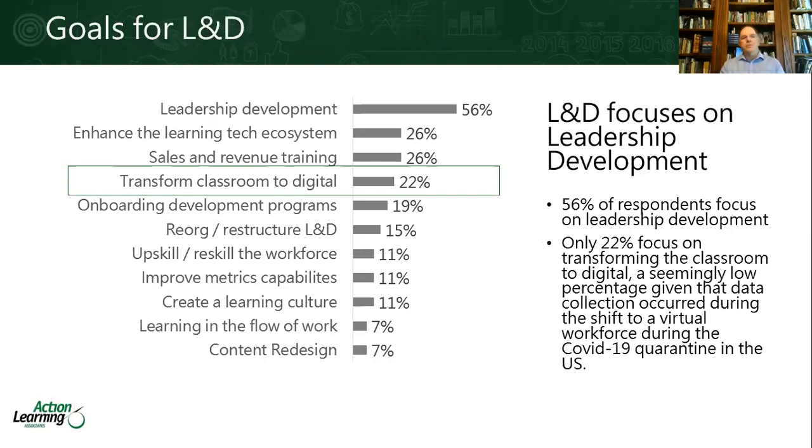Now, with regard to goals, leadership development was the most often stated. Enhance the learning tech ecosystem was stated by just a little over a quarter of respondents. And this is essential because if you're working with L&D in large organizations, you know that you can't deliver learning solutions at scale without an ecosystem of different technologies. Sales and revenue, the third thing here on the list, not surprising that it's at least at a quarter of respondents because sales and revenue are the lifeblood of the organization.